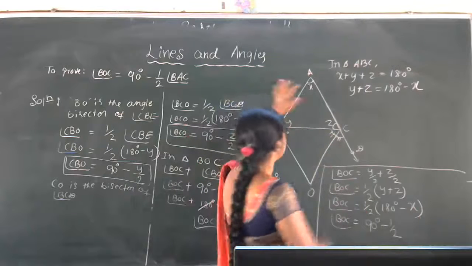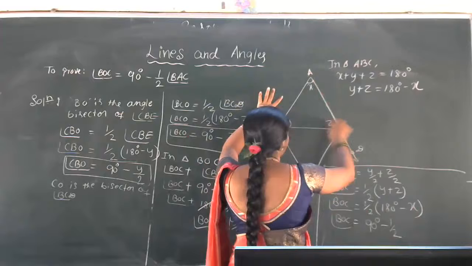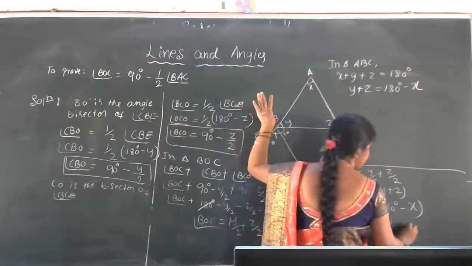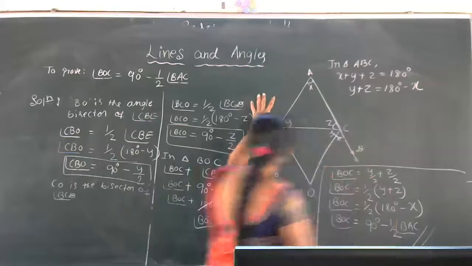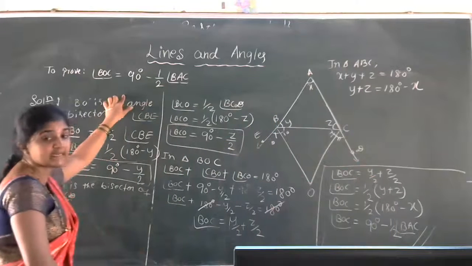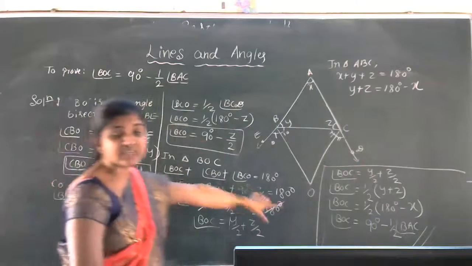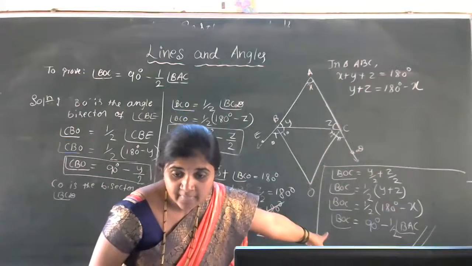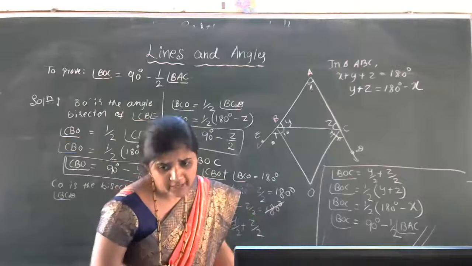The x value is angle BAC. According to the diagram, x is nothing but angle BAC. So this is what we have to prove: 90 degrees minus half of BAC. So the board is up to the last step. Board is visible, students? Yes. Got the idea of this problem?